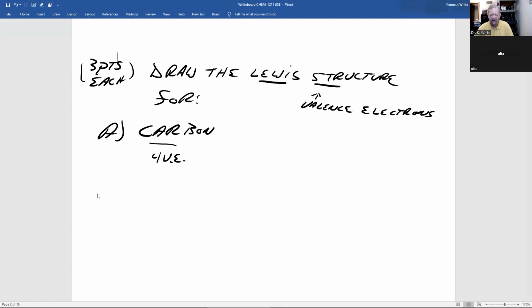Lewis structure: you take the chemical symbol, and then you put a dot on each side before you double up, for each valence electron. Well, we've got 4, so 1, 2, 3, 4, and I'm done. Now, watch closely.